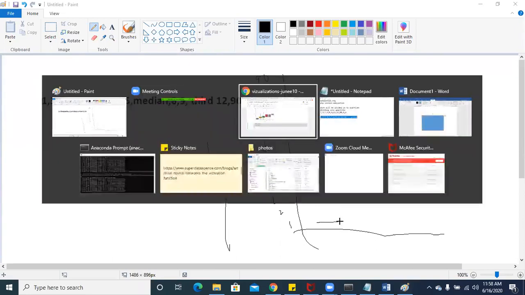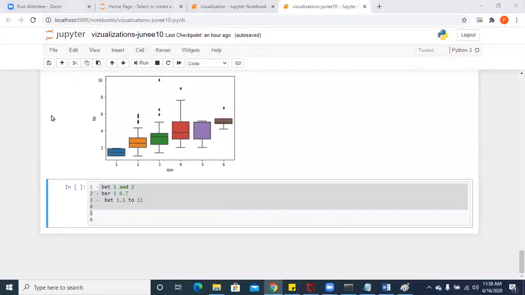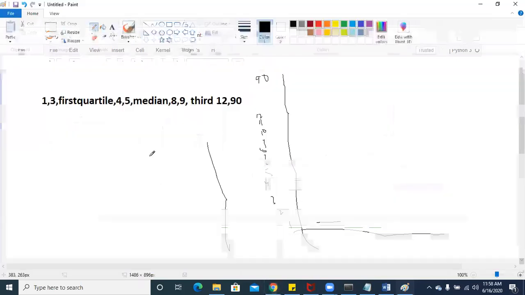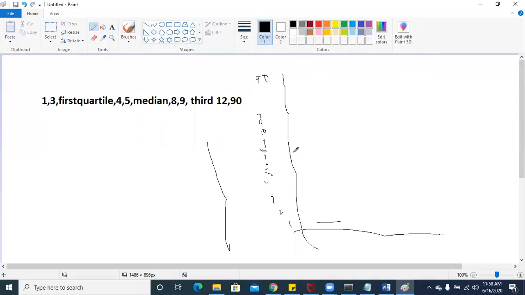So here also, whatever line is there over here is nothing but the minimum value of the tip given by individuals coming to a restaurant. Now, coming to the maximum value, what is the maximum value over here, guys?